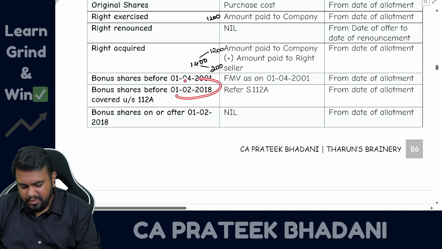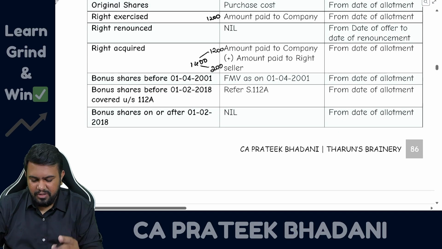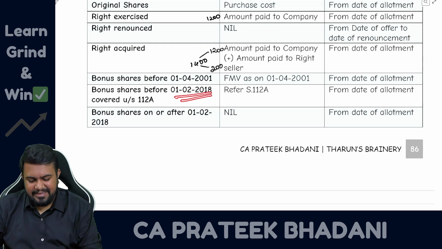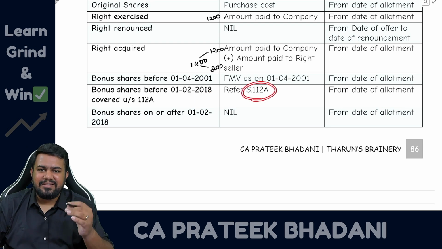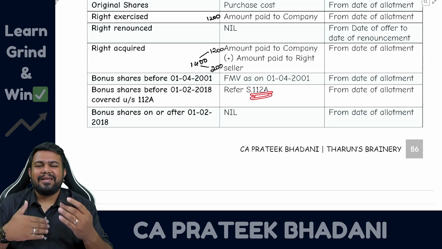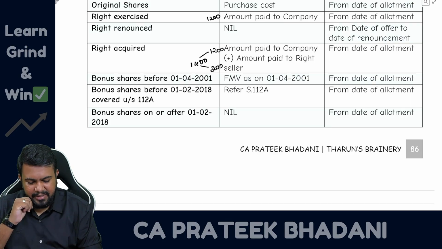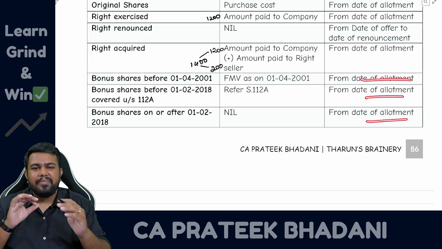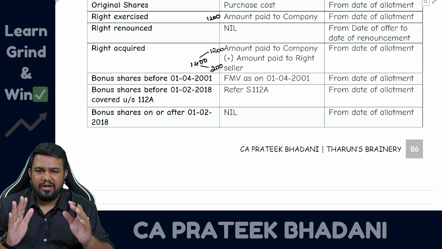And what about any shares issued before 1/2/2018? In such case, let us have a discussion in section 112A, when I will be telling about grandfathering. No, I will be explaining this. And for bonus shares also, period of holding will start from the date of allotment.